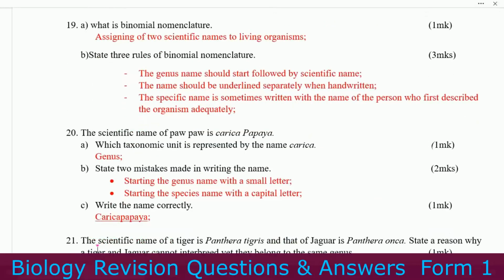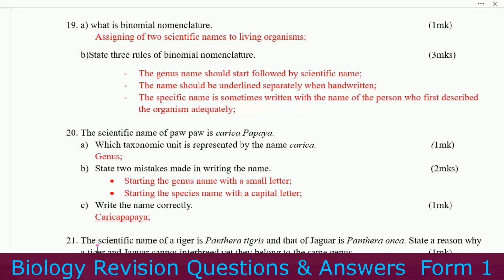Number 19. What is binomial nomenclature? Binomial nomenclature is assigning of 2 scientific names to living organisms. State 3 rules of binomial nomenclature. The genus name should start first, followed by the species name.